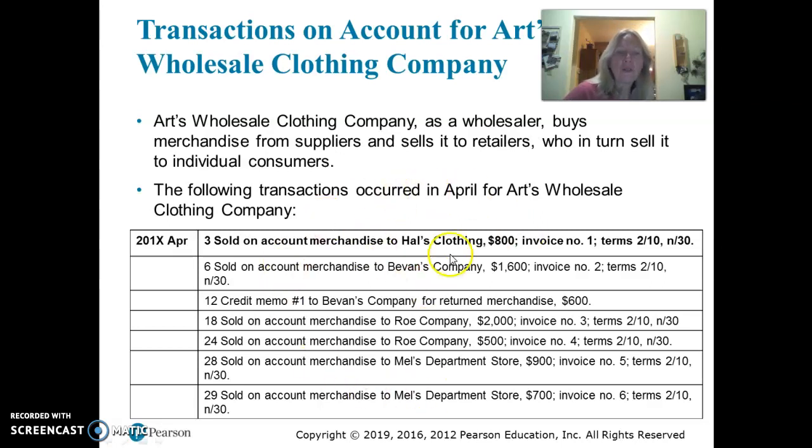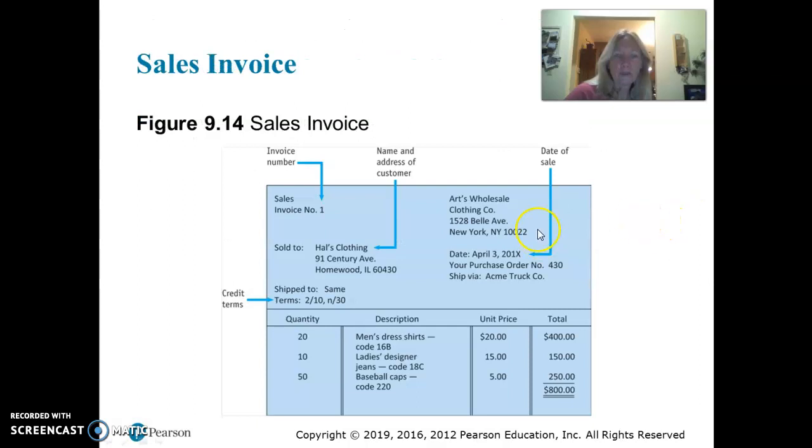So anyway, these are a bunch of transactions that happened at Art's Wholesale Clothing Company. I'm not going to go over each one. Basically, they give you an outline of an invoice. An invoice is like a bill. The invoice is coming from Art's Wholesale Clothing Company, and they're selling to an independent shop that sells men's clothing. And we have the items here.